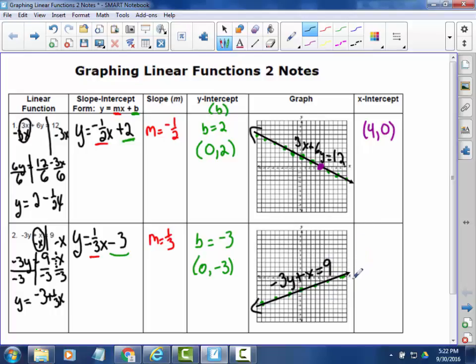Again, I need the x-intercept, which is located on the x-axis. In this case, that's that point there. So counting, let's see, 1, 2, 3, 4, 5, 6, 7, 8, 9. So that's at 9, 0. All right, let's try some more.